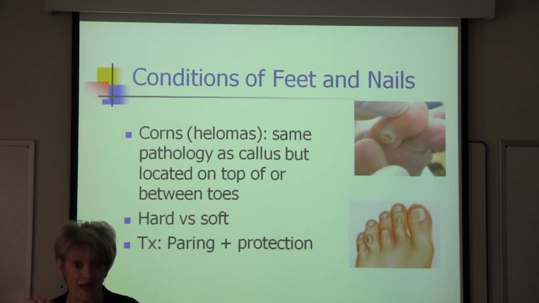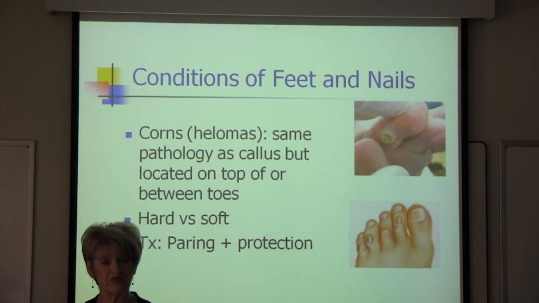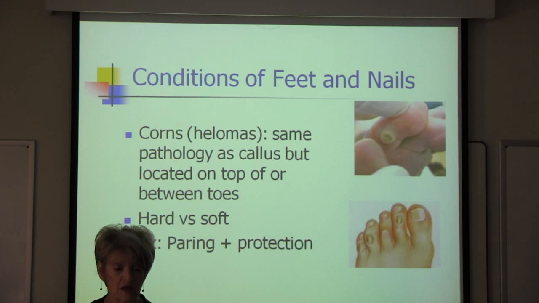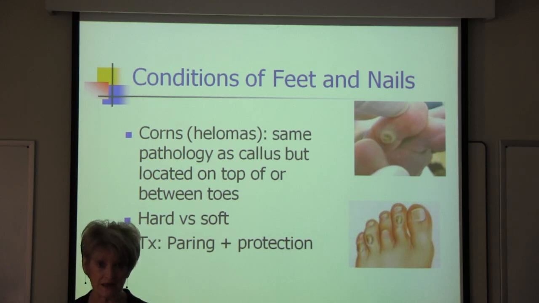You do have to pare that corn to eliminate the source of trauma. And then you have to find some way to eliminate that ongoing friction. So frequently we will use little soft sleeves for the toes, little foam sleeves to separate the toes, little gel sleeves to separate the toes. Sometimes you can use gel spacers. Somehow you have to stop that ongoing friction.